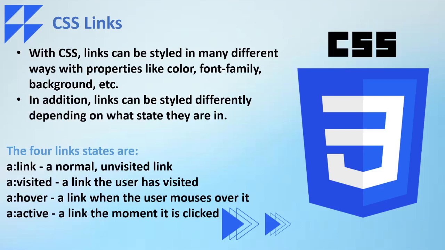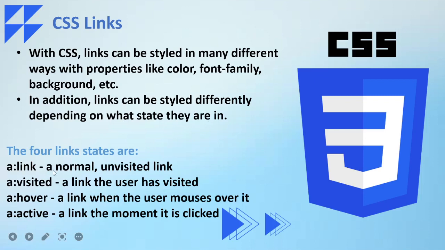So hey guys, now we are going to see how we can style our links using CSS. With CSS, links can be styled in many different ways with properties like color, font family, background, etc. There are many different CSS properties that we can apply in order to style our links. In addition, links can be styled differently depending upon the state they are in.